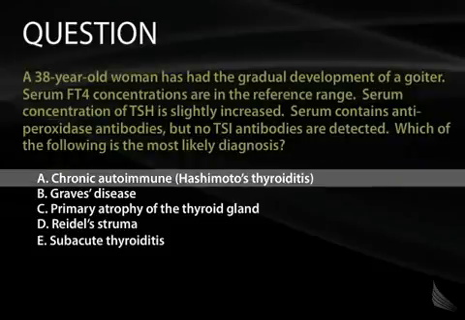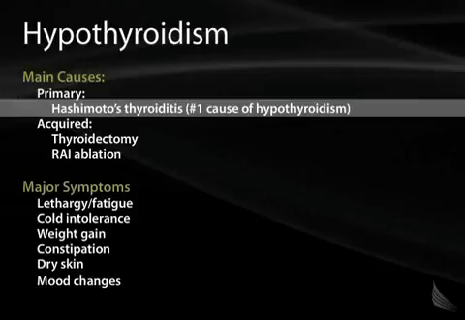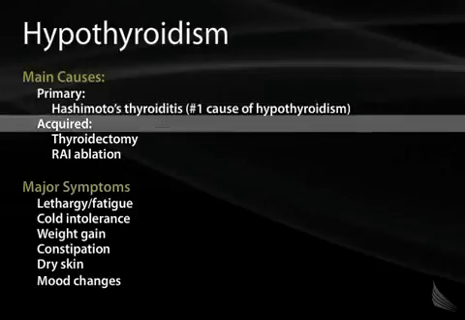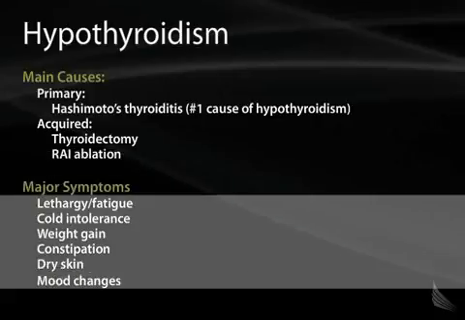So the most likely diagnosis in this case is Hashimoto's thyroiditis, which is the most common cause of hypothyroidism, as shown in this slide. So again, main cause of hypothyroidism is Hashimoto's, or it could be because of an acquired situation like thyroidectomy or because of radioactive iodine ablation. Symptoms are pretty straightforward in the sense that in hypothyroidism, most things are slowed down. So there's slowing down of bodily processes, which then lead to lethargy, cold intolerance, constipation, weight gain, or mood changes. Treatment is essentially the replacement of the hormone. So levothyroxine is the treatment of choice.